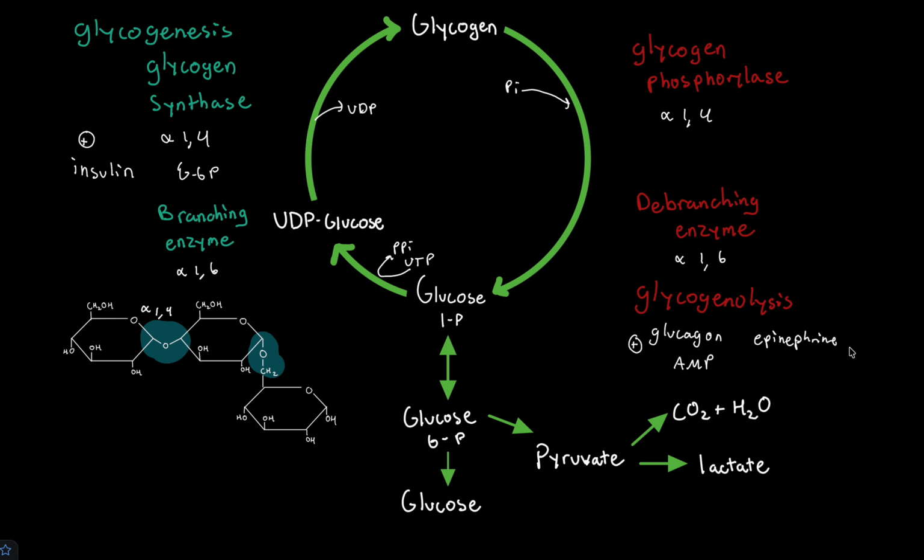Now, through that entire process, the number one thing we have to know, especially for the MCAT, is that glycogen phosphorylase and debranching enzyme are associated with glycogenolysis, while glycogen synthase and branching enzyme are associated with glycogenesis. Remember, when you have glycogen and then the synthase or phosphorylase, these are going to be breaking or forming those alpha-1,4 linkages, while branching and debranching are going to be breaking or forming those alpha-1,6 linkages.